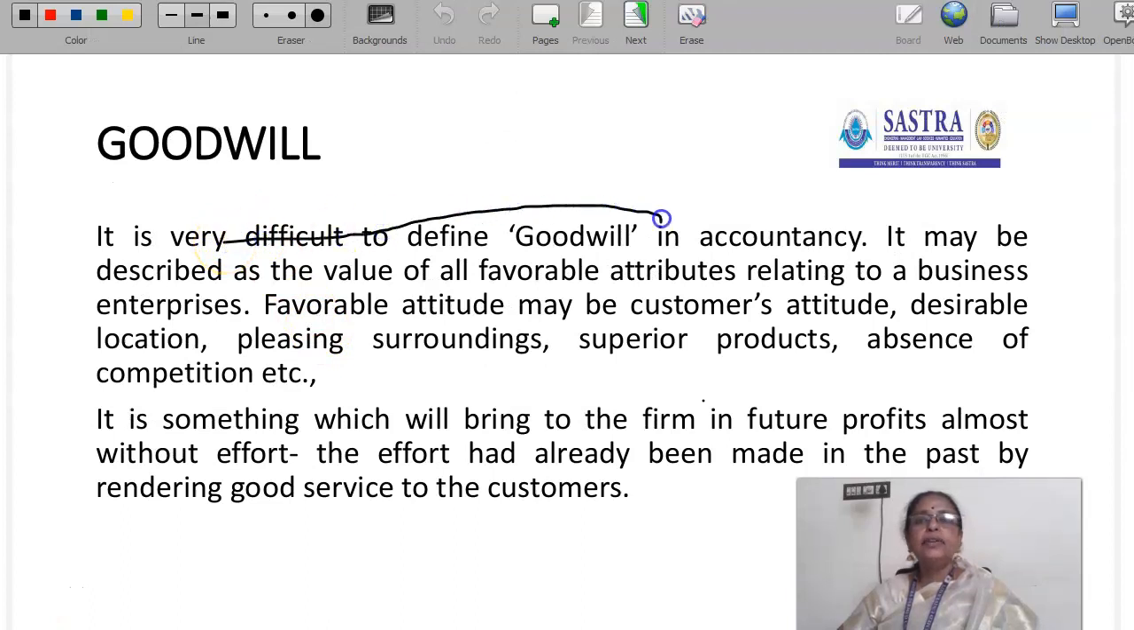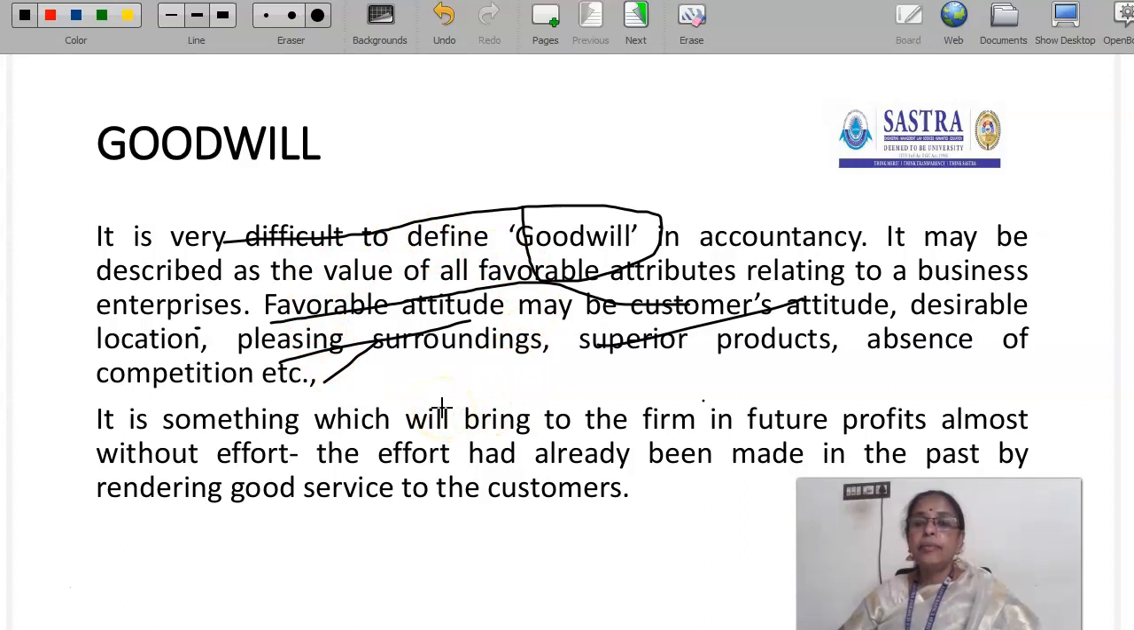It is very difficult to define goodwill in accountancy. It may be described as the value of favorable attributes relating to a business enterprise. Favorable attributes may be customer's attitude, desirable location, pleasing surroundings, superior product, absence of competition. So these are all the favorable attributes.